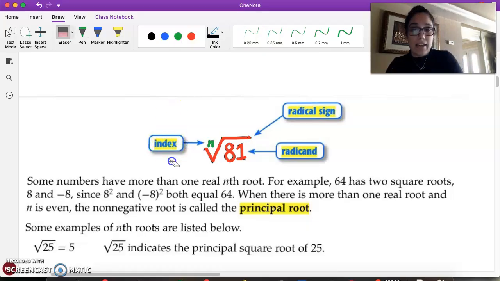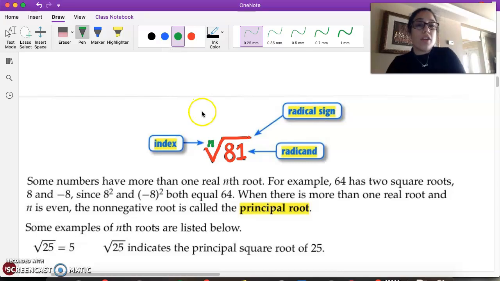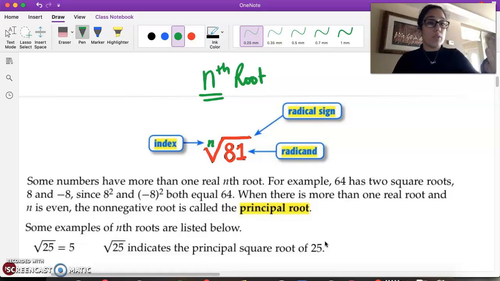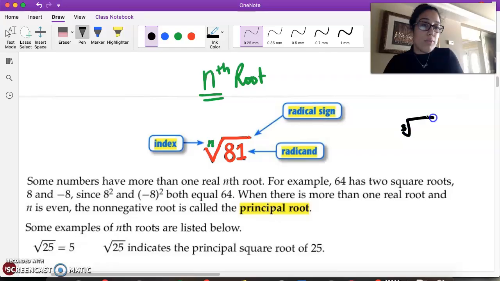Meaning, what root are you taking? We're studying nth root, meaning n is going to have a number. It could be the second root, but we don't call it the second root. We call it the square root. Third root would be cube root, right? So we've seen the cube root of something, and we've seen the fourth root of something.